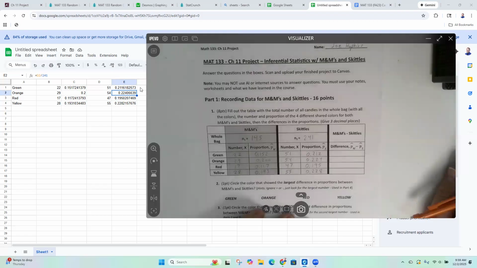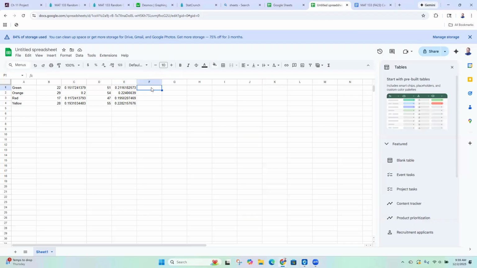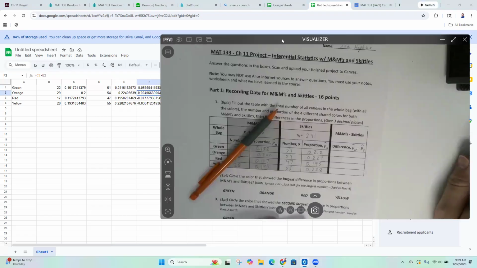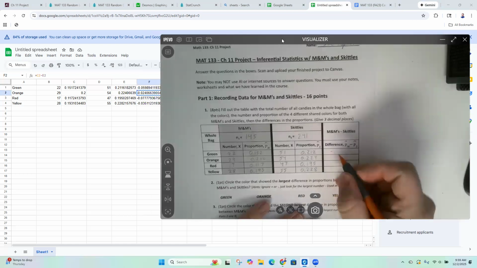All right. So to do that over here in Sheets, I do equals. I want to subtract the proportion for M&Ms, which is this one, minus the proportion for Skittles, which is this one. And there we go. I mean, you could just do those in the calculator if you want. It's just faster to do it in Sheets, I think.